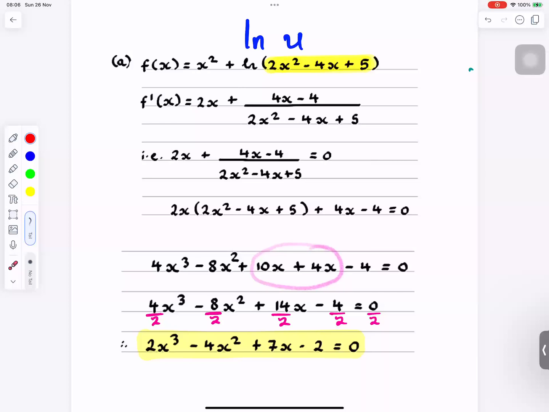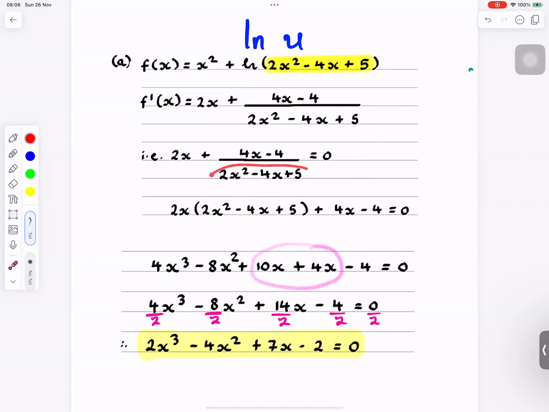So for part A, let's imagine this part I put in yellow. Let's call that u. We're going to differentiate that. So f dash of x, that means differentiating. When you differentiate x squared, you get 2x. When you differentiate ln u, you use that chain rule. So you differentiate the inside, differentiate 2x squared, you get 4x. Differentiate 4x, you get 4. And then you divide by the original. So it will be 2x plus 4x minus 4 over 2x squared minus 4x plus 5.